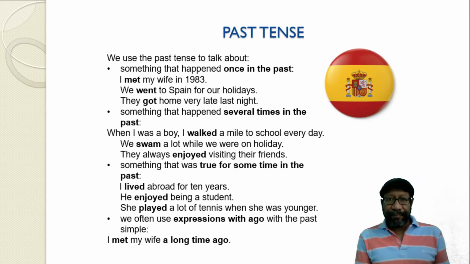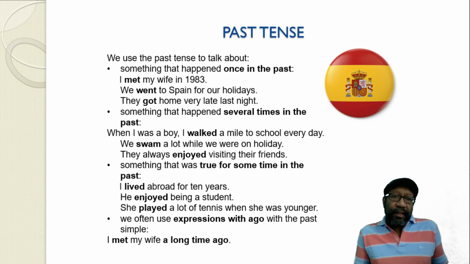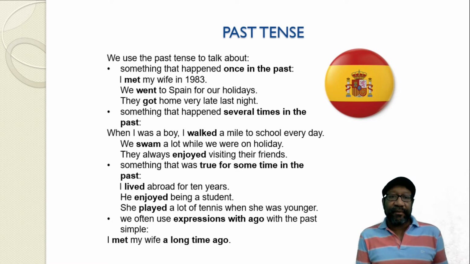First of all, past tense, obviously you use to talk about something in the past. Okay, so we have here some examples. I met my wife in 1983. We went to Spain for our holidays. As you can see, we have above me the flag of Spain. They got home very late last night.